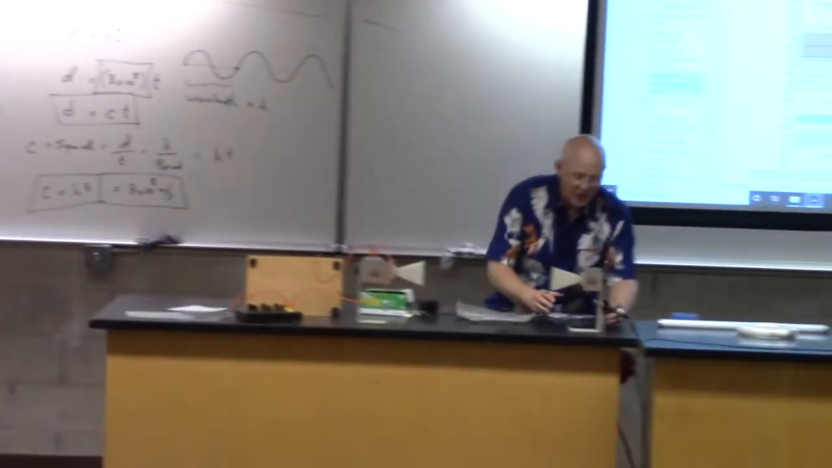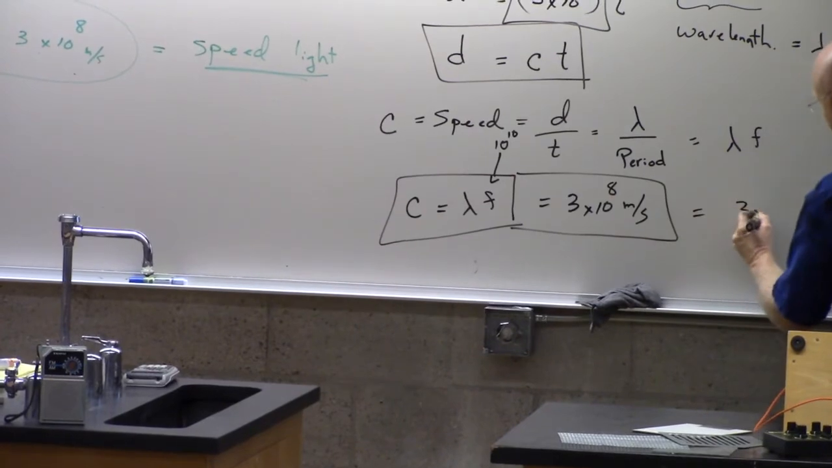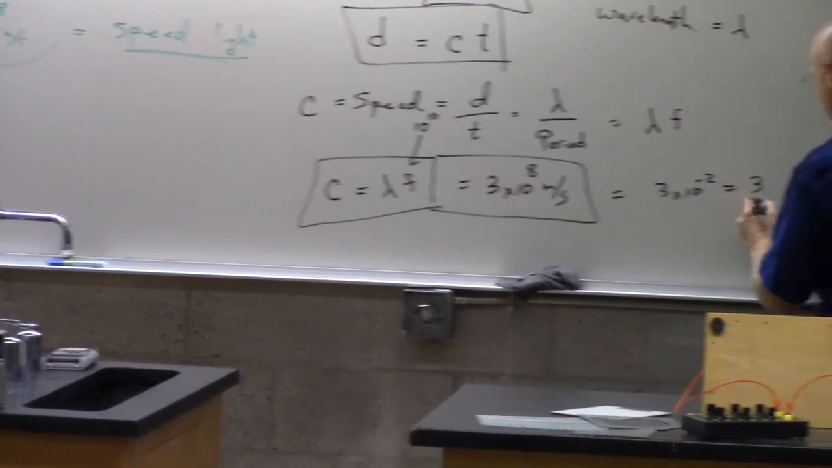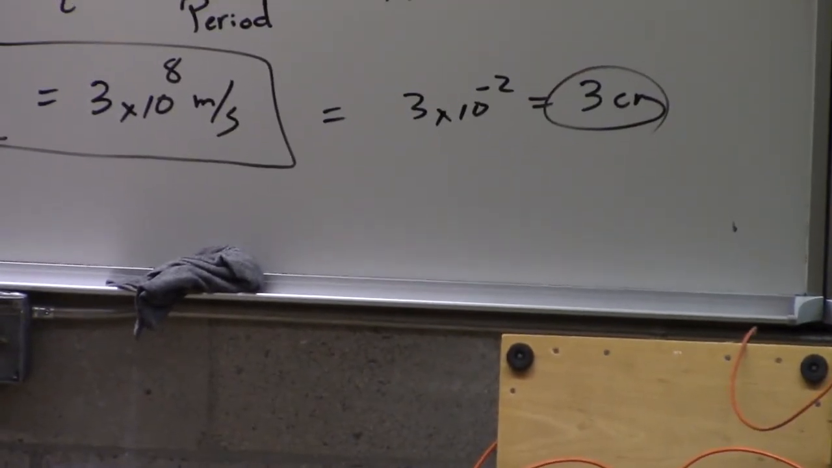I could come over to here and say, all right, I have a microwave transmitter. It transmits at 10 gigahertz. What is its wavelength? Unfortunately, that one's pretty easy to do, right? That's just 3 centimeters, because 10 giga would be 10 to the 10th. And so you bring it over, you get 3 times 10 to the minus 2, which is 3 centimeters. So these wavelengths, if you could see them, would be about this long. They'd be 3 centimeters. It would arc over and come back.